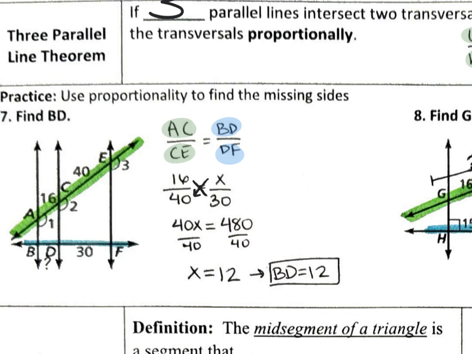She did 40 times X, 16 times 30, and then divided by 40. So she got that x is equal to 12. So to answer the question, she said BD is 12 units long. Very familiar, still a proportion. We're just grabbing the numbers from different relationships among triangles and now triple parallel lines.